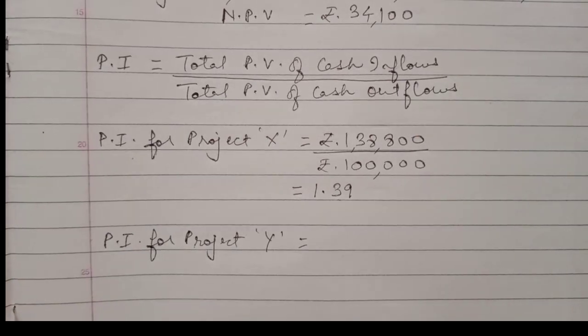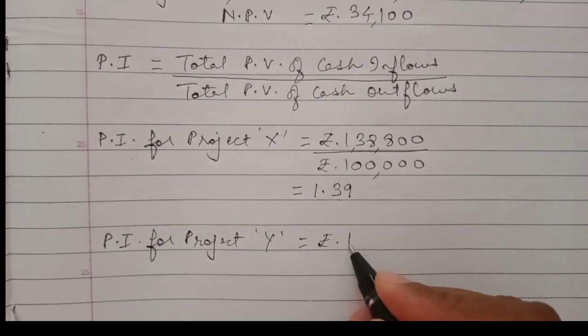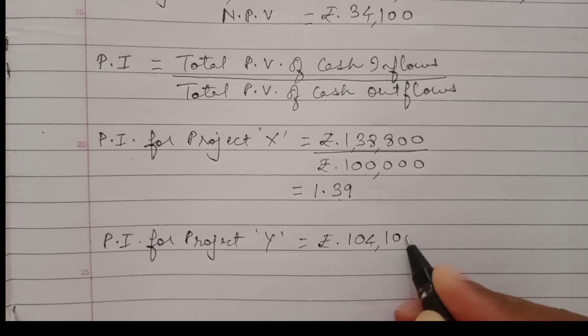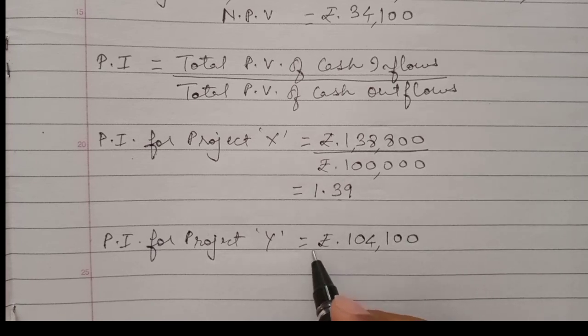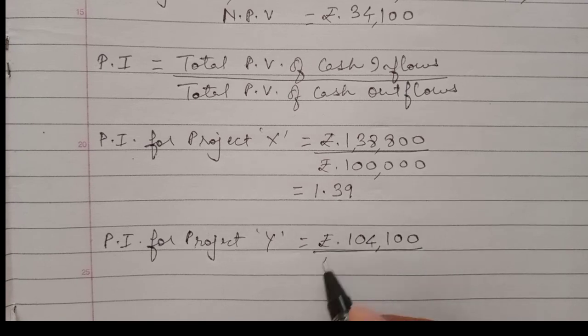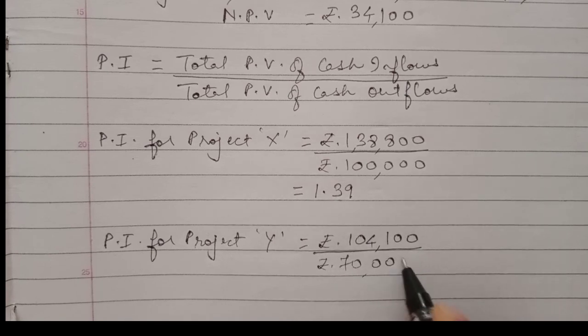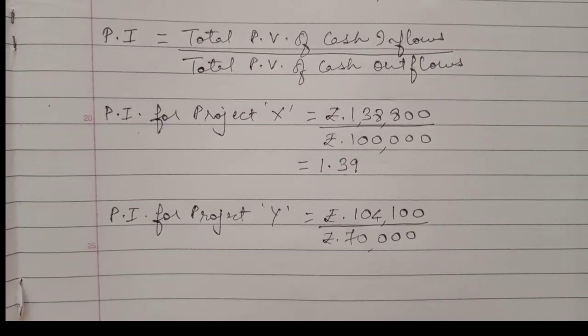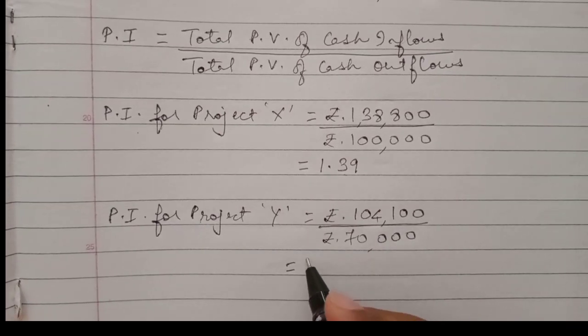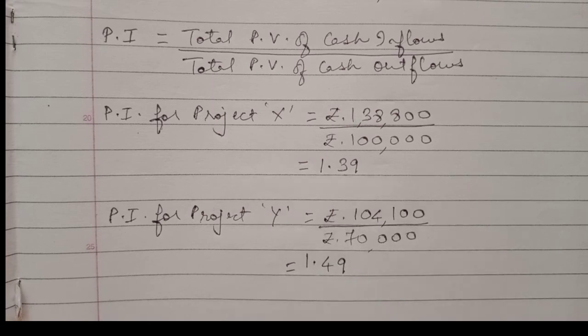Total present value of cash inflows for project Y is 1 lakh 4,100 rupees, and the cost of the project or total present value of cash outflows is rupees 70,000. So the profitability index for project Y will be 1.49. Okay, so we have calculated both the things required in the example. We have calculated NPV as well as PI for both the projects. Now, if you are to recommend which project should be selected based on both these methods.